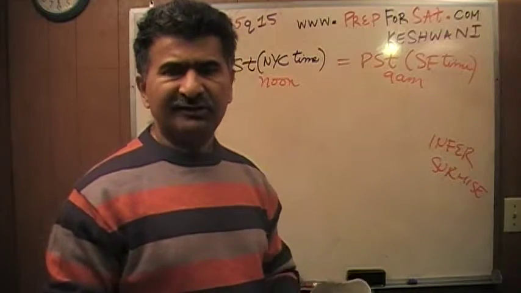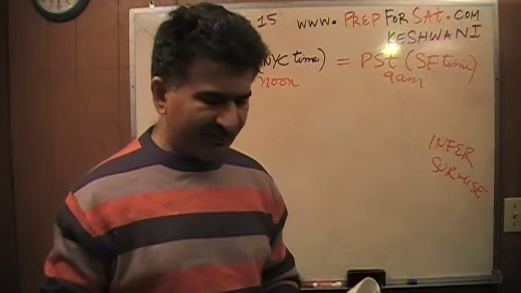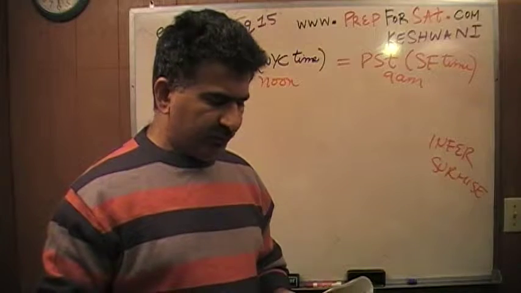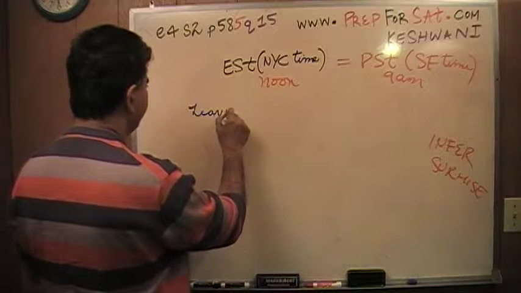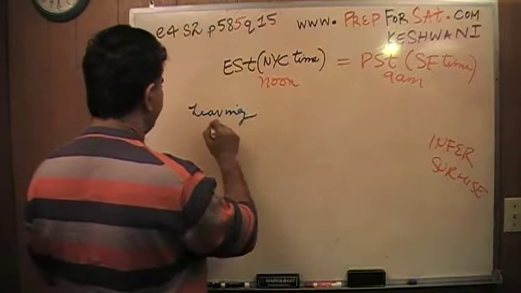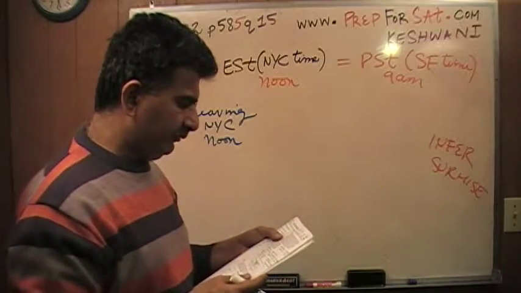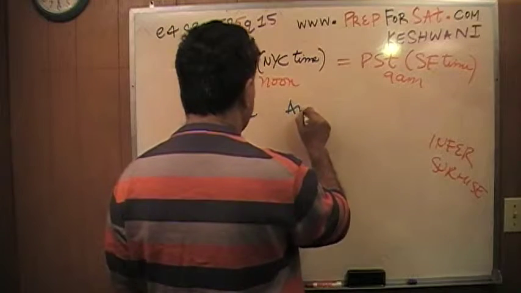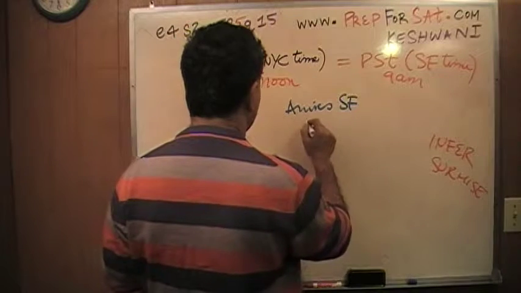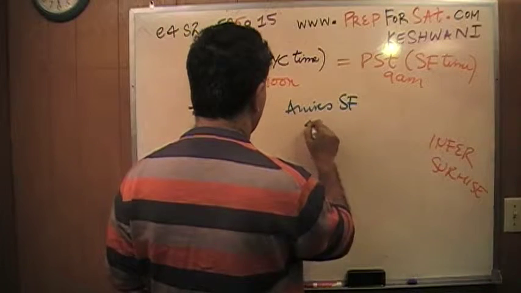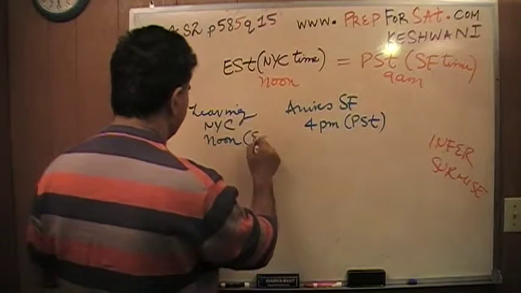And that's how you read it. Just jot down on a piece of paper very quickly what it is that you found out. Digest it, absorb it before you read the next sentence. A plane takes off from New York City at noon. All right. So we are leaving New York City at noon and arrives in San Francisco at 4 p.m. Pacific Standard Time. This was Eastern Standard Time.